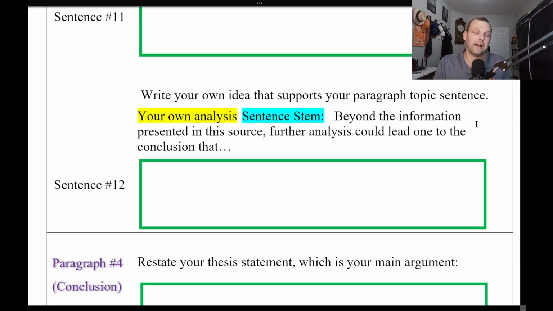Good writers go back and forth between quoting from reliable sources, paraphrasing from reliable sources, writing their own analysis, writing their own ideas, then going back to paraphrasing again, going back to quoting again, going back to writing their own analysis again. Good writers go back and forth between all three of those. And then repeat that same process as many times as you need for all of your body paragraphs, however many body paragraphs you need to write.